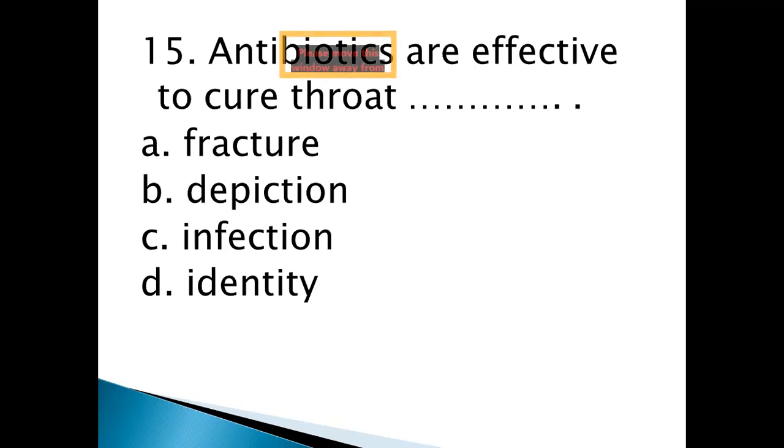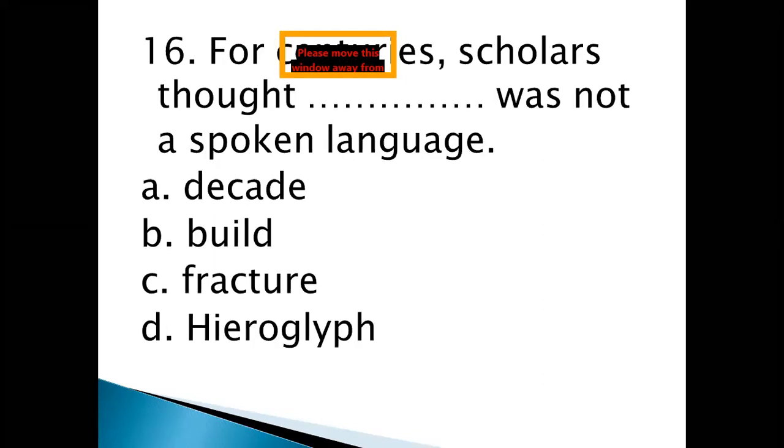Number fifteen. Who can answer number fifteen? What's the meaning of antibiotics? Antibiotics are something like a medicine you can use to cure, to treat illnesses. Doctors use antibiotics to make your body defend against illnesses. It will be C. Let's see. Infections. Yes, infection.